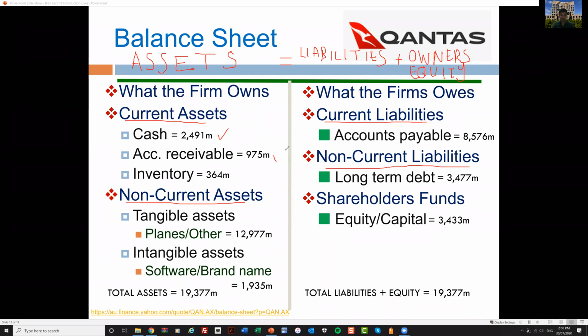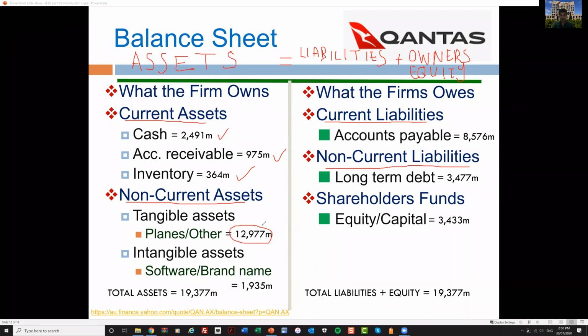It has some accounts receivable in the form of credit card sales to customers. And it has some inventory, maybe it's food and drink, maybe it's spare parts, maybe it's fuel, those kinds of things. A large part of Qantas's assets are its planes, obviously, right? Qantas needs a lot of planes that fly all around the world.